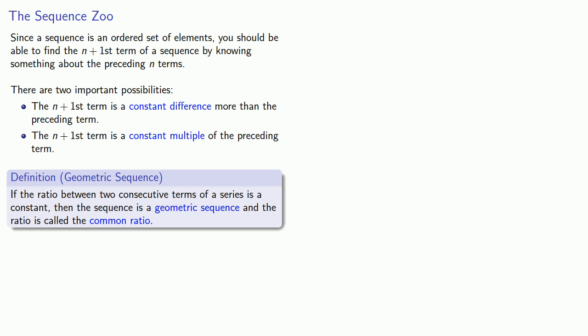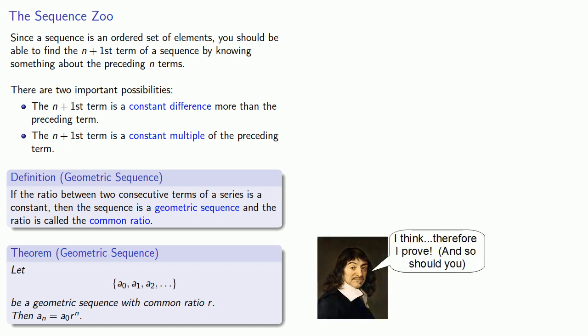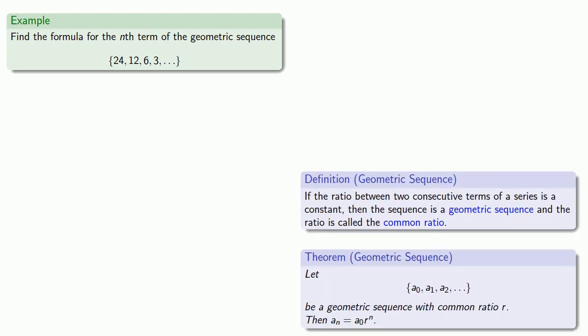And as with arithmetic sequences, there's an easy formula for the nth term of a geometric sequence. Let us have a geometric sequence with common ratio r, then a_n is a0 times r to the power n. And again, this is a theorem that you'll be able to prove in one of the exercises. So for example, let's say I have a geometric sequence, and the thing that defines a geometric sequence is its initial term and the common ratio.